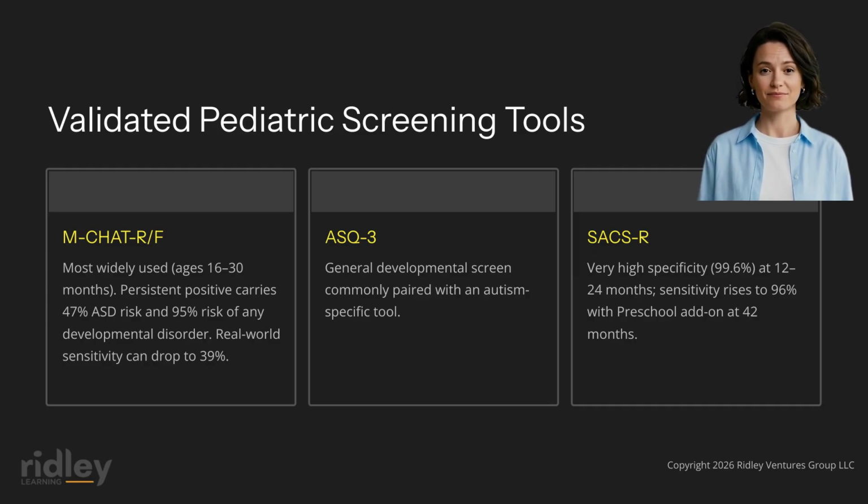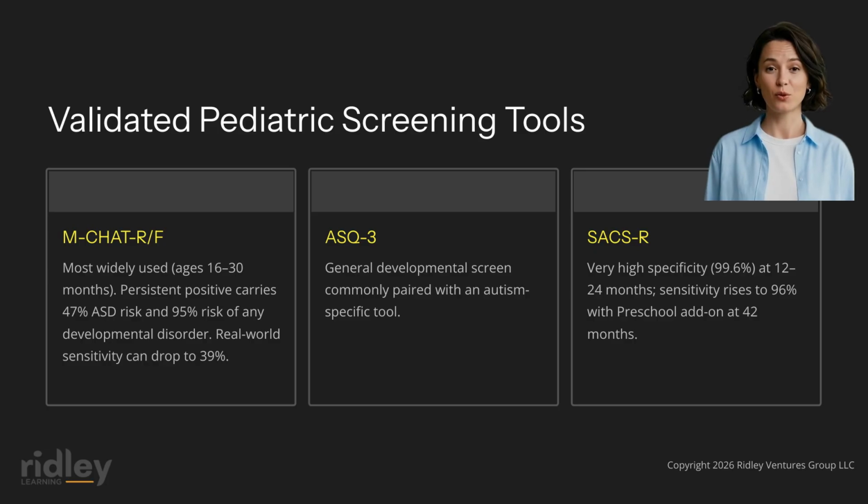Here's a critical point. Children with a persistent positive MCHAT-RF carry a 47% risk of an eventual autism spectrum disorder diagnosis and a 95% risk of any developmental disorder. That means a positive screen, regardless of the ultimate ASD classification, should trigger a full developmental evaluation rather than reassurance. The Ages and Stages Questionnaire, 3rd edition, is a general developmental screener used across the 1 to 66-month age range. It has a sensitivity of approximately 77% and specificity of about 81% for detecting developmental delay overall, making it a reasonably reliable but imperfect general developmental screen.